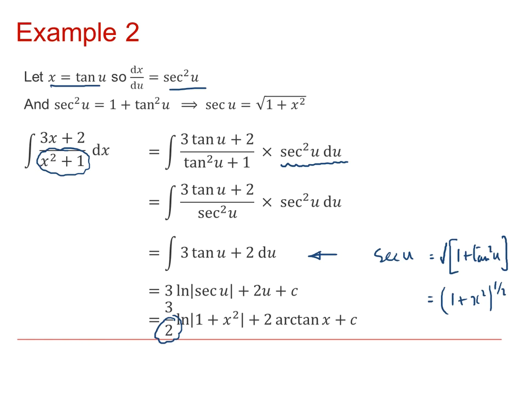The other thing you could check is that this is the same result as if you'd split the integral into 3x over x squared plus 1 and 2 over x squared plus 1. So that the first part, the logarithm, there is the 3 over 2 log of 1 plus x squared, and the second part gives us the 2 arctan x. So as I say, quite often going to be several different ways of tackling the same integral.